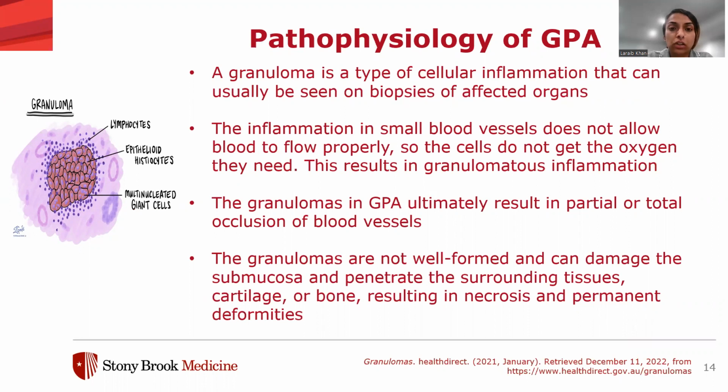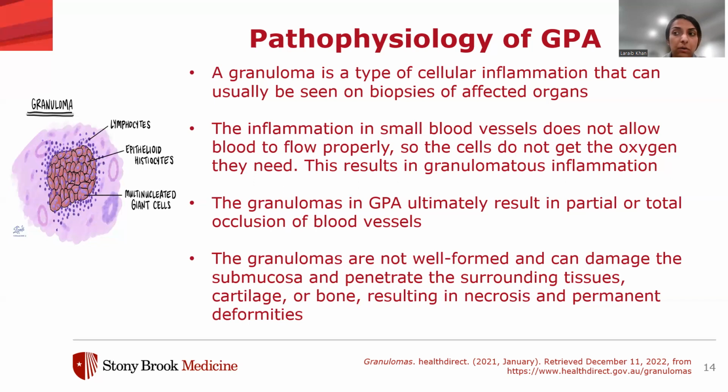Now we're going to talk about some pathophysiology of how GPA comes about. So it has to do with granulomas. Granulomas are a type of cellular inflammation that are usually seen on biopsies of affected organs. On the left side, I just have a picture of granulomas. Unlike the ones in sarcoidosis or TB, they consist of giant cells surrounded by plasma cells, lymphocytes and dendritic cells.